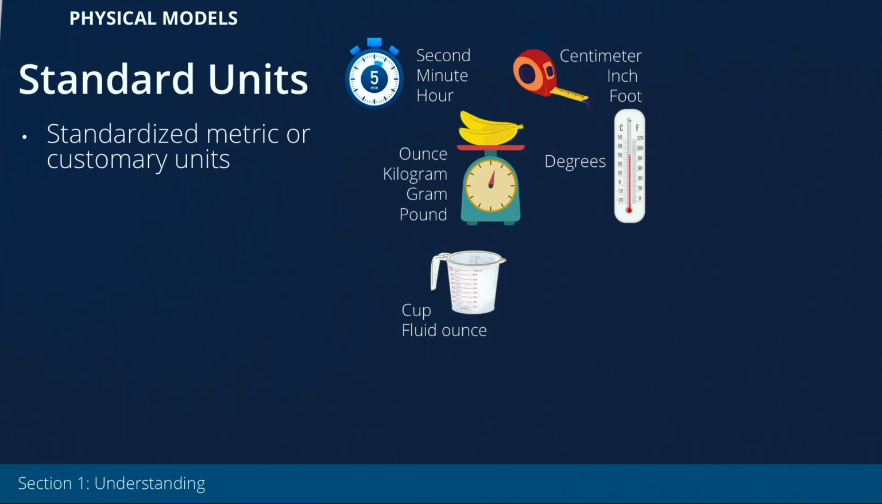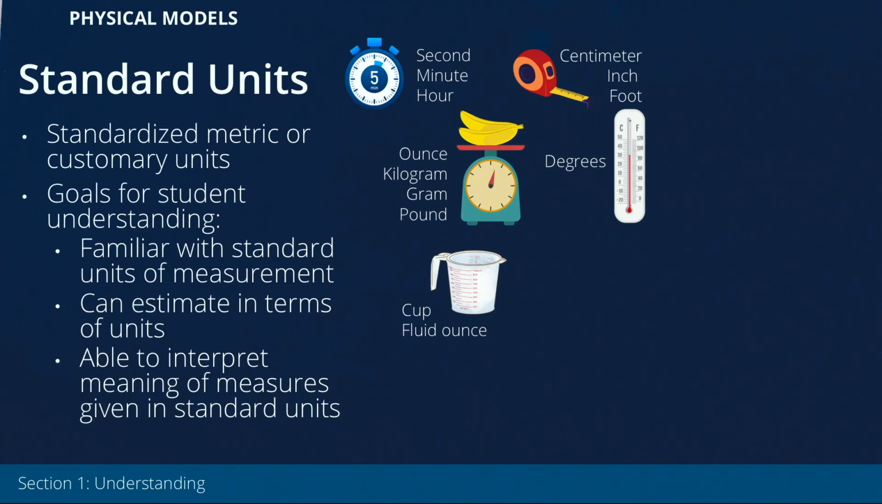If we're thinking about how much something weighs, we might be talking about an ounce, a kilogram, a gram, or a pound. If we're thinking about measurement of temperature, a standard unit there would be in degrees, typically degrees Fahrenheit. And then if we're thinking about the volume that goes into a container, such as you see there, we might be measuring in cups or fluid ounces.